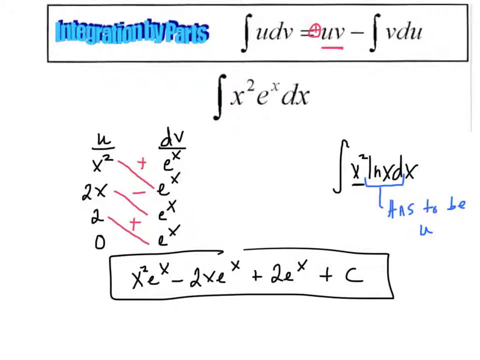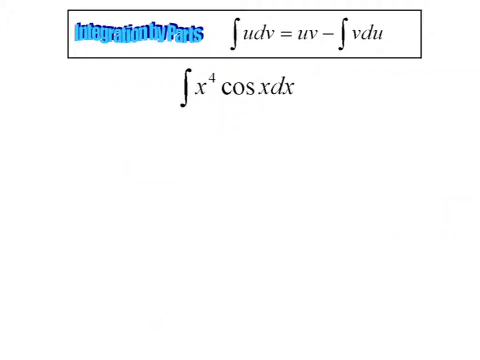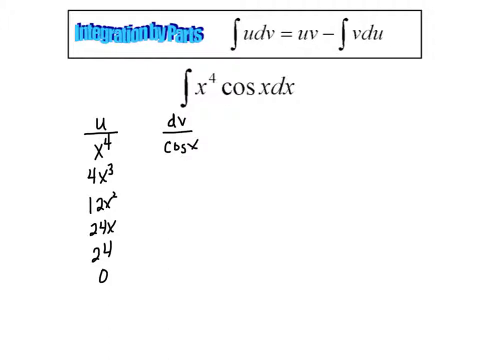Let's do one more problem where the tic-tac-toe does work, though. This is a great example: x to the 4th cosine x. If you think about this having to terminate, you'd have to do integration by parts 4 times. So it's obviously a great example of when the tic-tac-toe method is useful. u is the one that'll terminate, so we just do the derivatives until it does terminate. The other function is our dv, and we do antiderivatives.